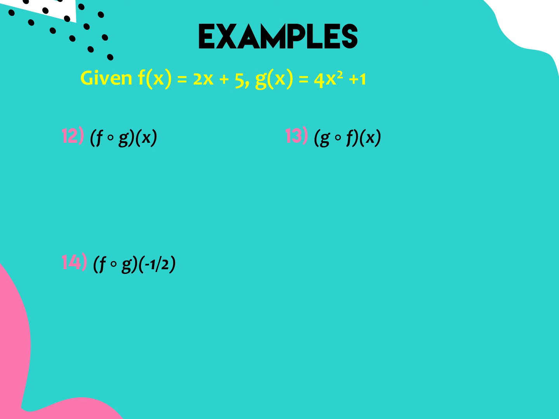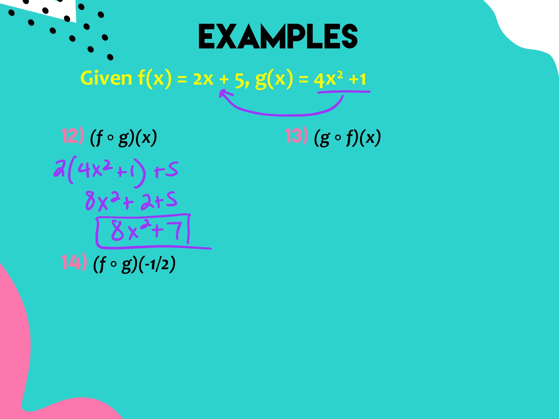All right, so the first one, which one are you plugging into the other one? G, good. G goes into this one. So 2 times 4x squared plus 1, plus 5. 8x squared plus 2 plus 5. 8x squared plus 7. Raise your hand if you got it right. Good. All right, then g of f of x. The format looks different, but it's the same thing.